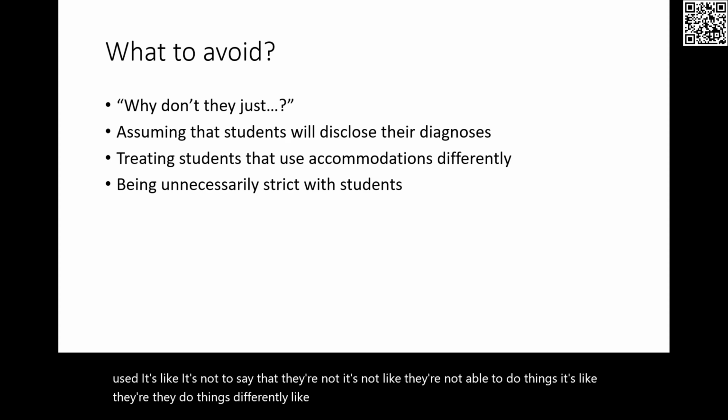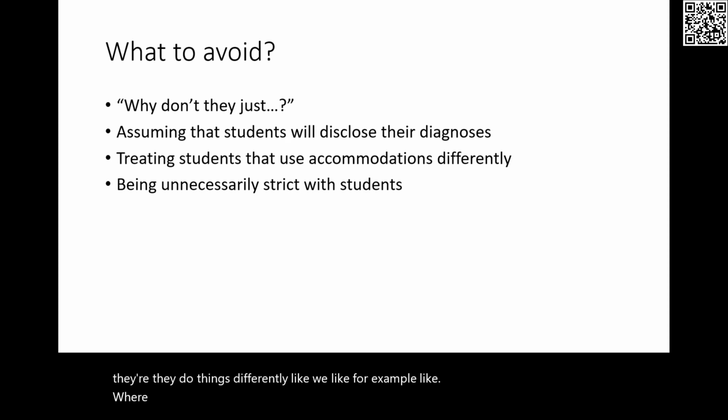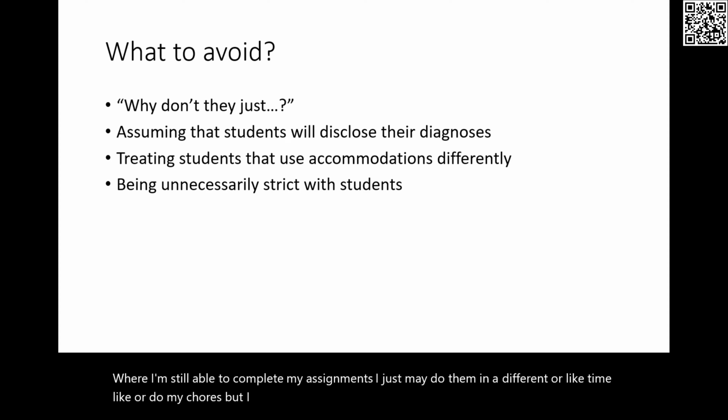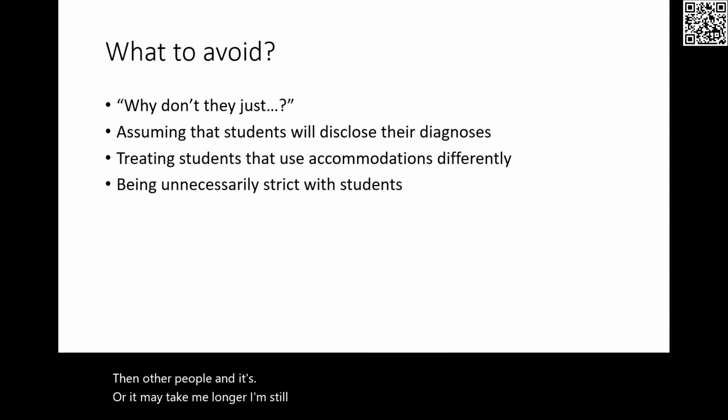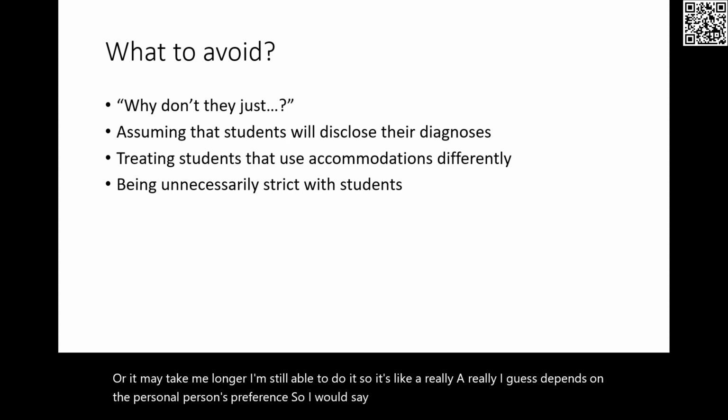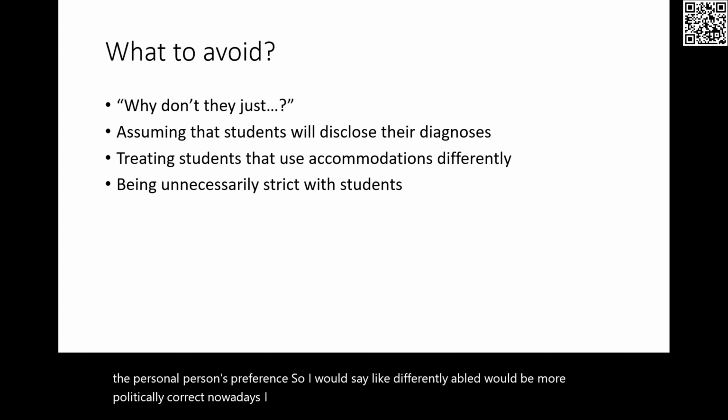For example, I'm still able to complete my assignments. I just may do them, or do my chores, in a different manner than other people, or it may take me longer. I'm still able to do it. So it really depends on the person's preference. I would say differently abled would be more politically correct nowadays, I guess. But it's also what you yourself are more comfortable with saying as well.